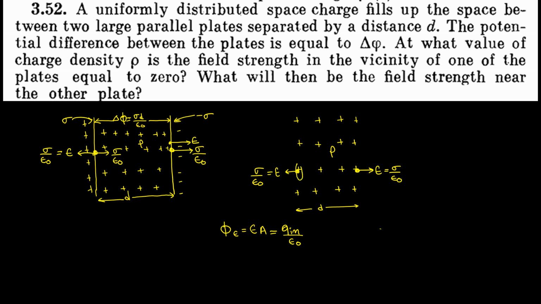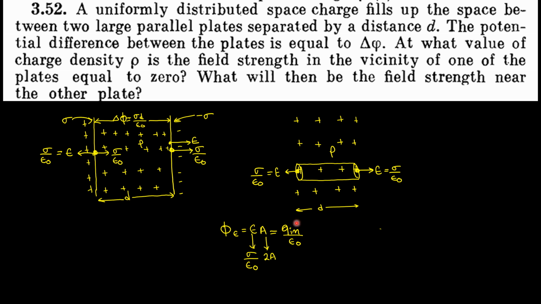The Gaussian surface, I'm normally taking a cylinder, but it can be any area, a square area also, a rectangular area also, it doesn't make a difference, because ultimately the area would get cancelled out. So what is the electric field? The electric field is given by sigma by epsilon naught. The Gaussian surface is nothing but A plus A, which is equal to 2A.